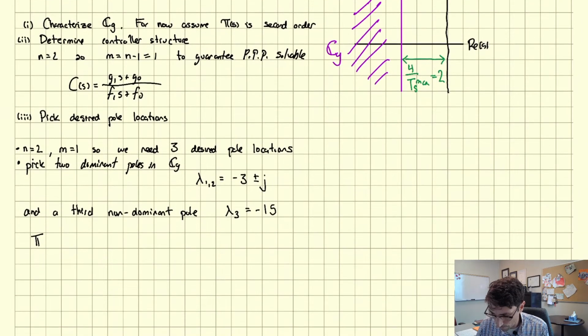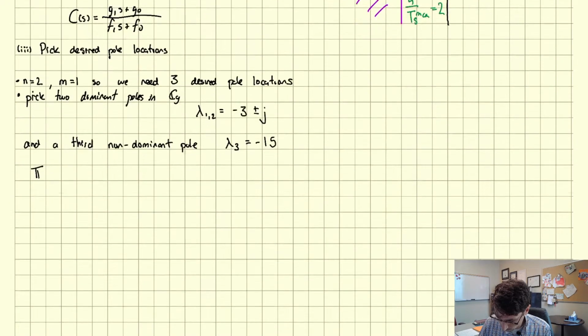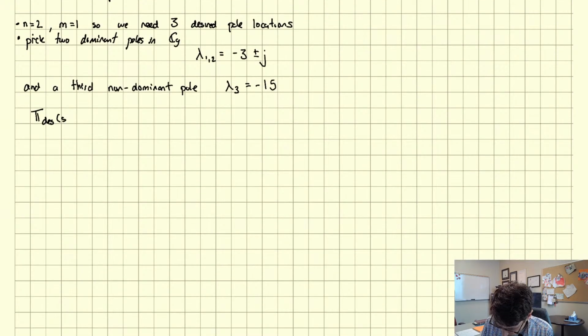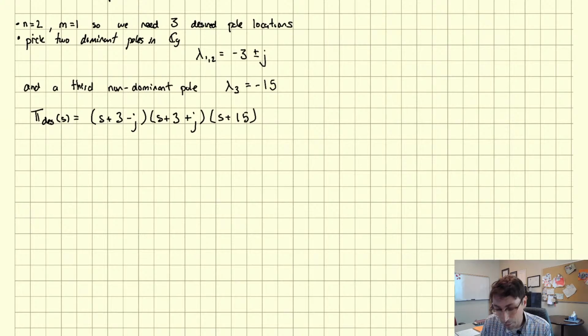All right, so characterize the good region, determine your controller structure, pick your desired locations, and so now this makes sense, right? Our plant is second order, the controller is first order, so we need 3 desired pole locations. Pick 2 of them to be dominant, the third to be non-dominant, and now we have a desired characteristic polynomial. So there's the dominant ones, and then the non-dominant one. Multiply it all out. In this case, we will get what we called alpha before.